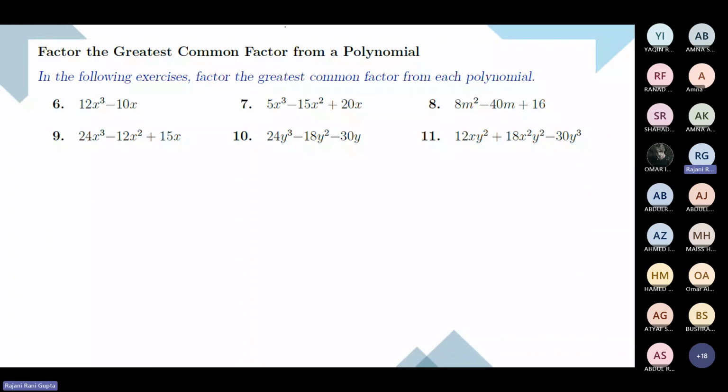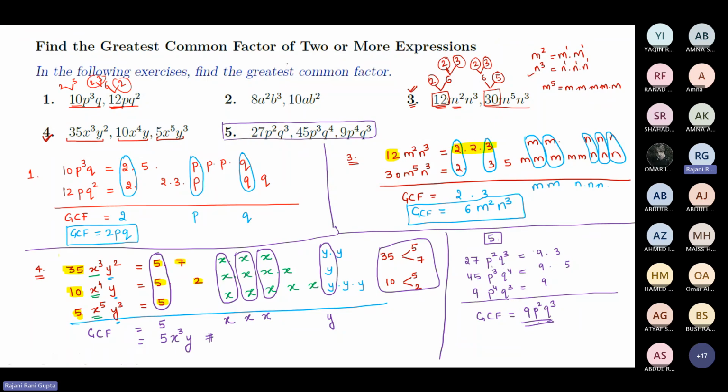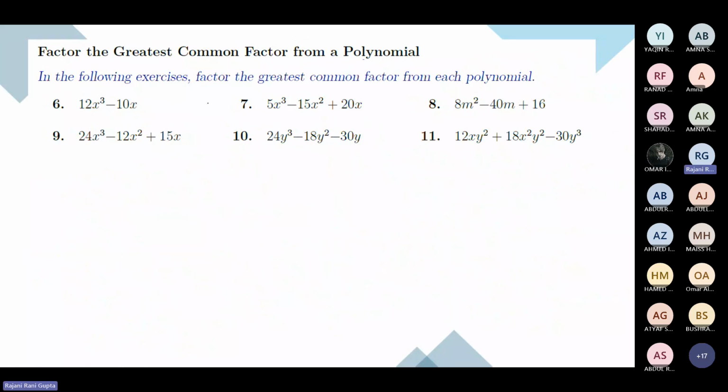Next is how do you find the greatest common factor from a polynomial? Now, what is the difference between this question and the previous one? Here, you have two different terms separated by a comma, meaning these are expressions. But here you are given a polynomial and asked to find the greatest common factor from each polynomial. The process is the same, but the way we write it will be different. Okay, let's see how to do it.